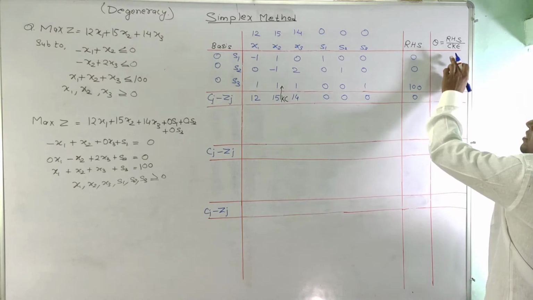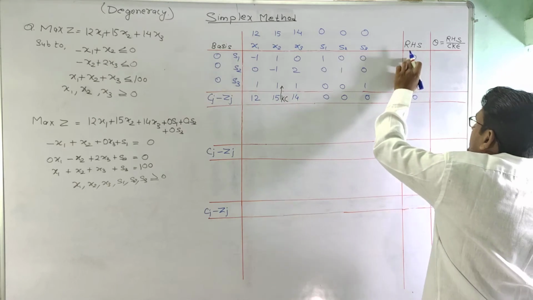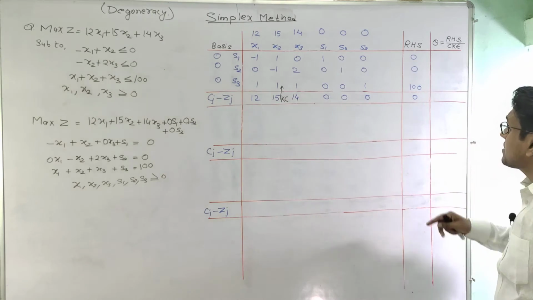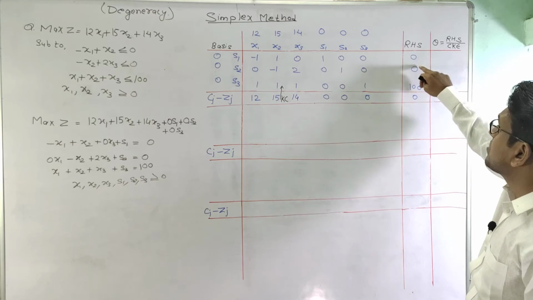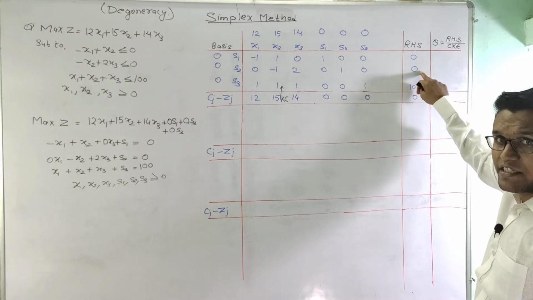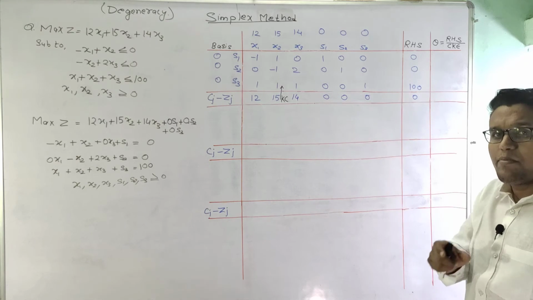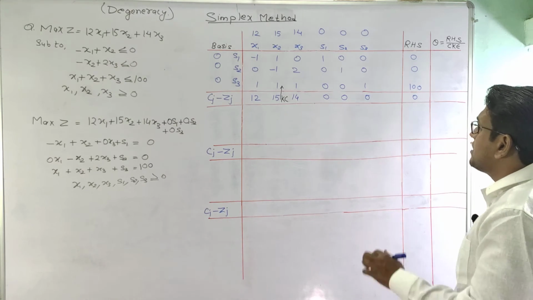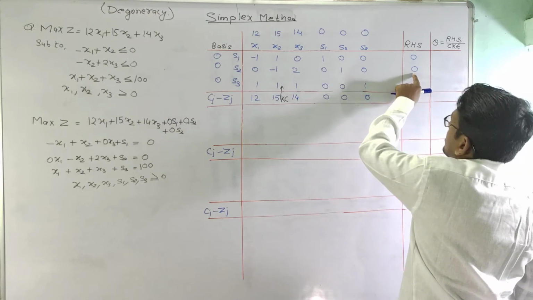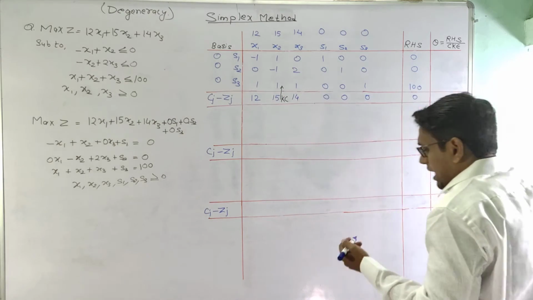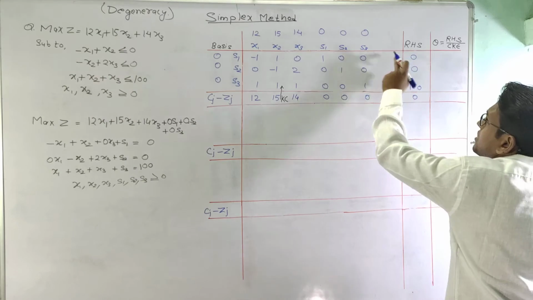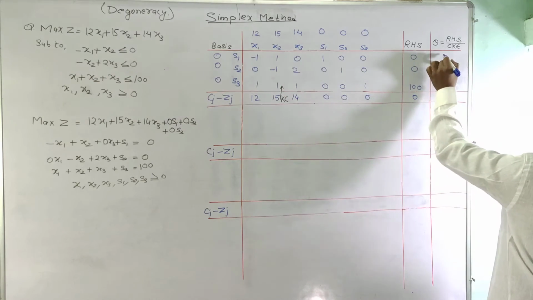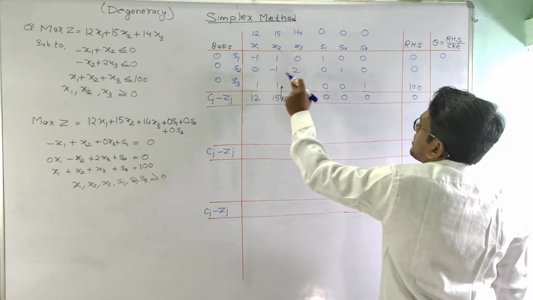Okay, now theta. In this case we can see that we have two values as 0 in the right hand side. That means it is a possible case of degeneracy, and it will depend on the corresponding key column value. As we can see, 0 divided by 1 is 0, 0 divided by minus 1.